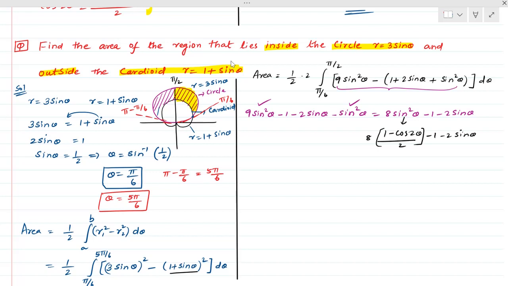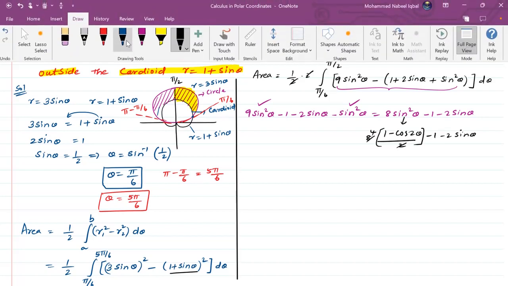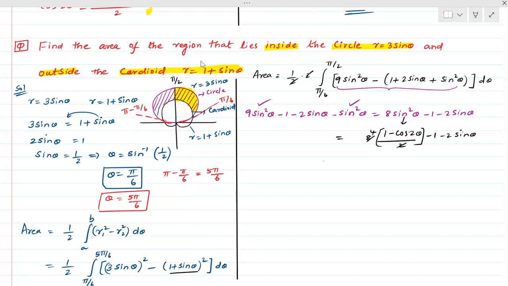So what happened here when you simplify this? You will get 4 times. The 2 cancels, so you will have 4. So let us simplify this part first. Which is equal to 4, I multiply, minus 4 cosine 2 theta minus 1, there is no 4 multiplication, minus 2 sine theta. Now add it. So it is 4 minus 1, which equals 3, minus 4 cosine 2 theta minus 2 sine theta.